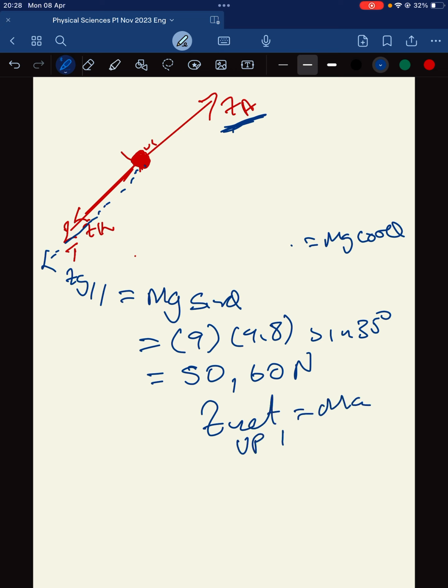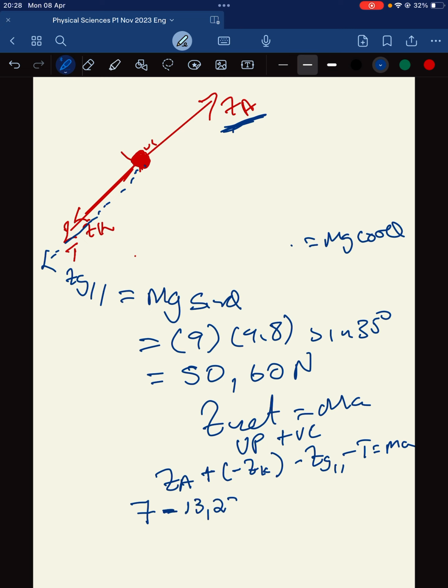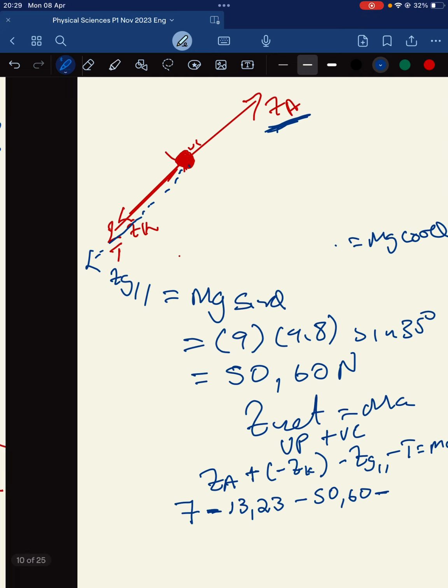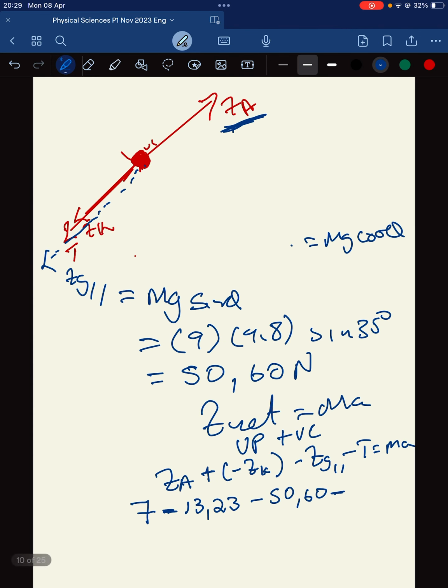I will take up the incline as positive, which means that I will say now the force applied is positive, minus the kinetic frictional force, minus FG parallel, minus tension. This is equal to ma. Okay, the force applied is what we are looking for. That is force F minus FK, which was given as 13,23, minus FG parallel, which is 50,60, minus the tension force, which we've calculated in the previous question, and we got it as 36,36.